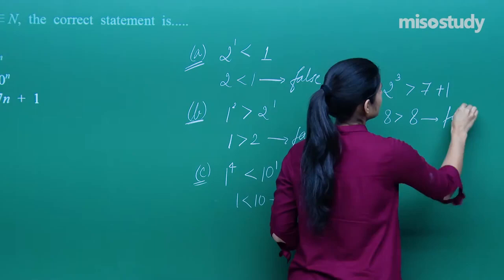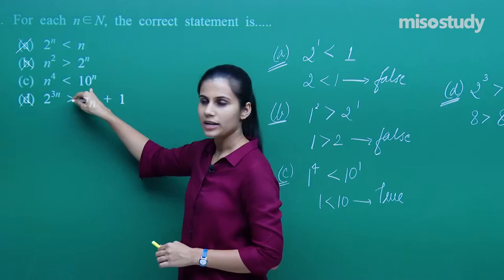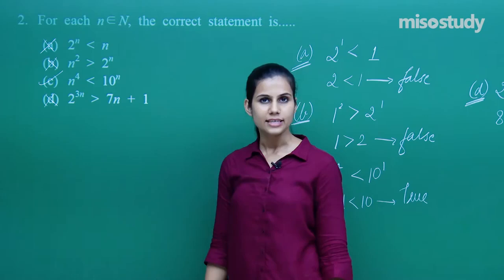This was true for n equals 1, but for n equals 1, none of the others is true. That means this is the only one true for all n in the set of natural numbers. Clear?